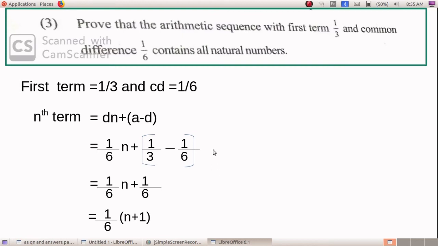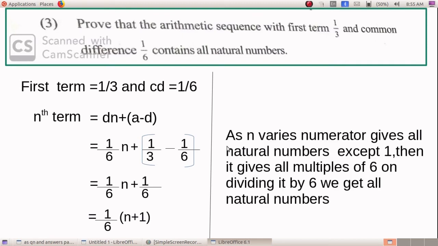I think you have got it. You can write down the last explanation like this in your notebook, if needed. As n varies, we will get all natural numbers in the numerator, meaning all multiples of 6 are there. Then when it is divided by 6, we will get all natural numbers. I think you have well understood this problem and its answer.